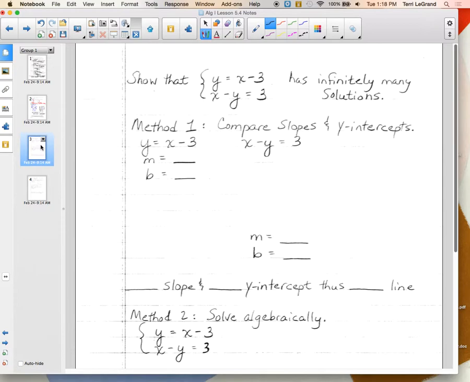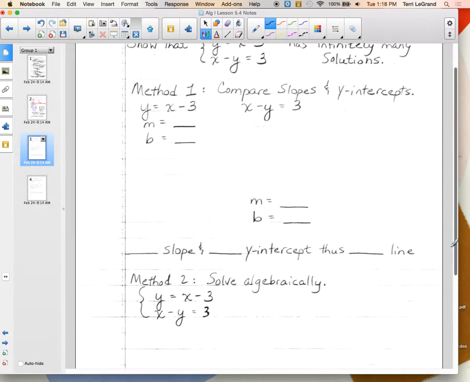Here's a system. It says, show that that system has infinitely many solutions. Okay? So if you use method 1, remember method 1 is you compare their slopes and their y-intercepts. So our first equation, is it in slope-intercept form? Yeah, okay, so we can go right to saying what is its slope? 1, and its y-intercept is -3. Okay? How about that other equation?